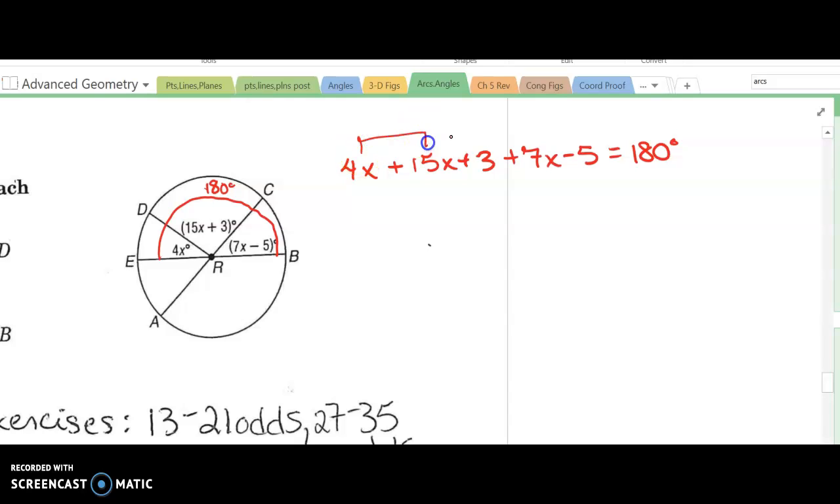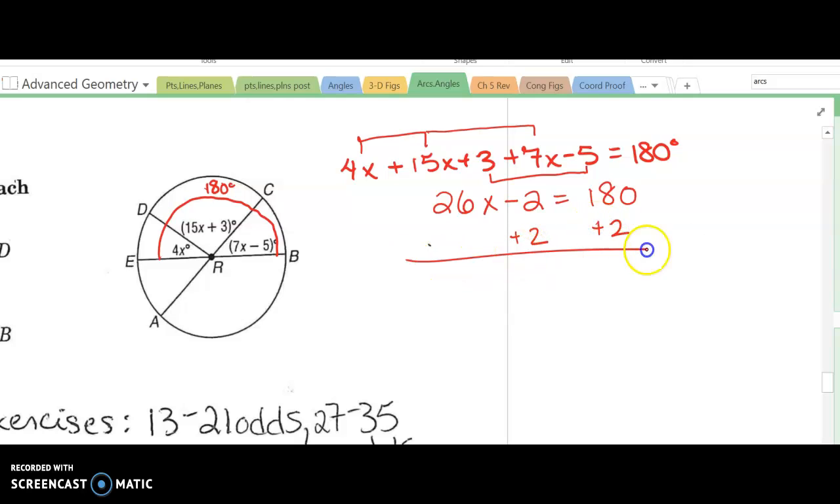All right, so we're going to combine like terms here. So we have 26x, and then 3 and negative 5, that would be minus 2 equals 180. We're going to add 2 to both sides. So 26x equals 182. And then divide by 26 on both sides of the equation. And so, divide by 26, and we get x to be 7.